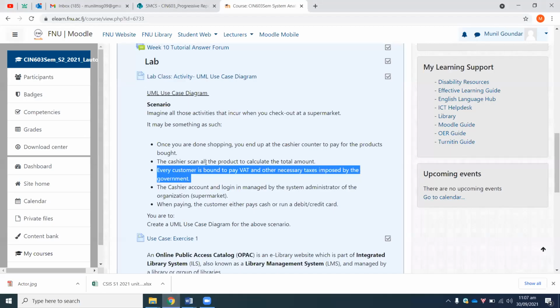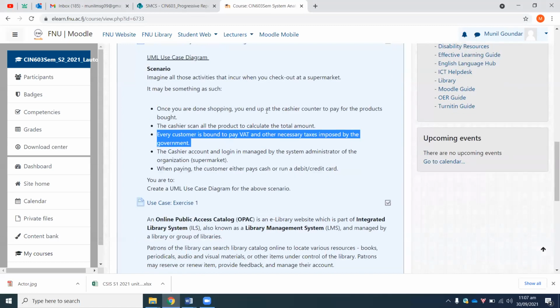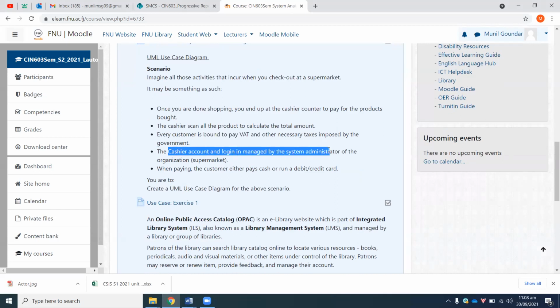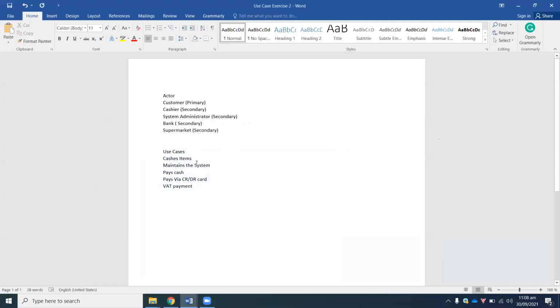Check through the scenario as well. So done shopping ends up at the cashier counter to pay for the items. So paying we've covered. Cashier scans, we've also covered that. Customer is bound to pay VAT, we've also covered that. Okay. So cashier account is paid by the system administrator, we've also covered that. When paying, the customer pays cash, we've covered that. And runs a debit or credit card, we've also covered that. So I think that's it. So these are the number of use cases that we have.